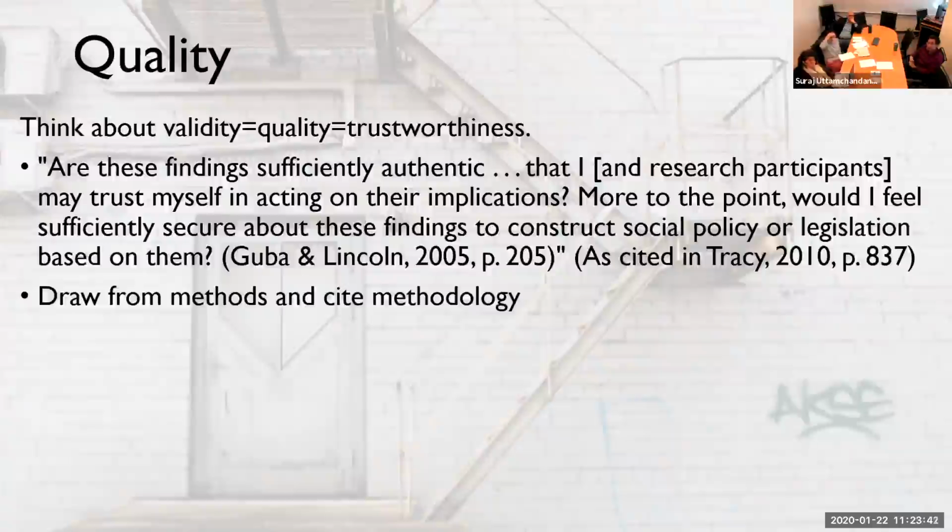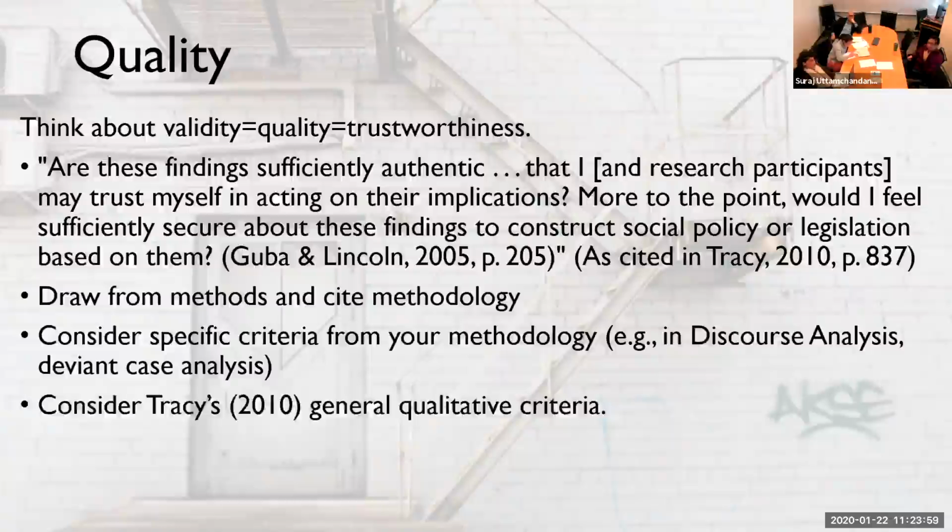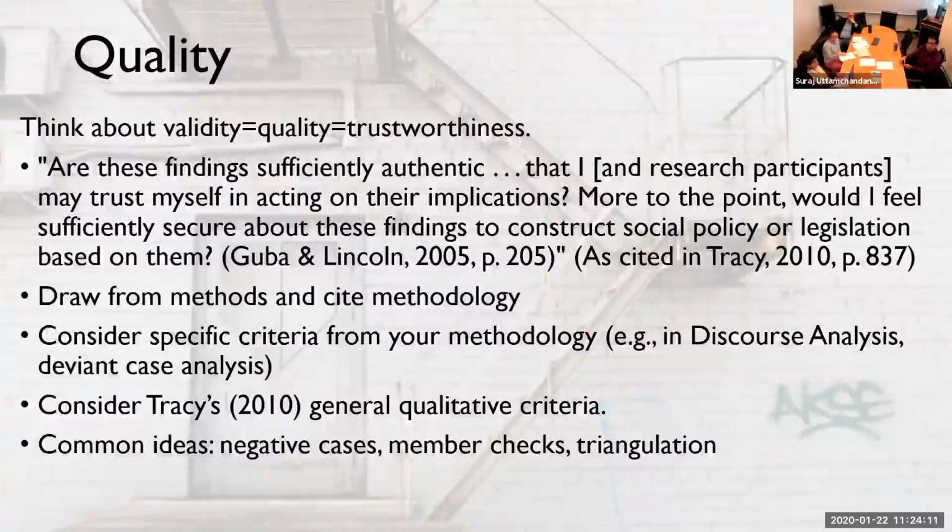So when you think about quality, draw from the specific methods and cite methodology; specific criteria from your methodology can be helpful. For example, if you are doing a discourse analytic study, there are some nice quality markers in the discourse analytic community, like deviant case analysis. And then I printed off for you Tracy's general criteria for high quality qualitative research, so that's another place you might draw. Common examples here would be negative cases, member checks, triangulation. But it's not enough to just say those things. You have to explain why those things support quality and how exactly you'll do them.